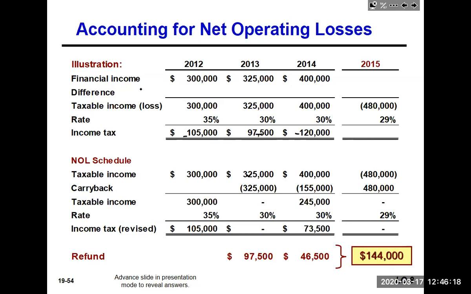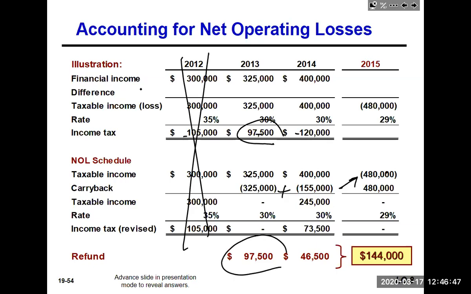Boom, I get to 2015, $480,000 loss. I can go back 2 years. I can't go back to 2012. Go back 2 years, and I got 325 out of 480. And then to get up to 480, I can take another 155. So that plus that is equal to that, right? 325 plus 155. But I go back 2 years, use all of it, 30%. So I'm going to get a refund of 97.5, right? Right there it is. And then I'm going to get a refund of 30% of what? 155.